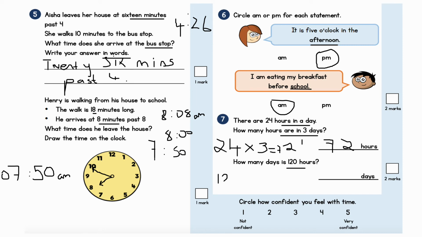Well, 120 divided by 24, okay, I can cancel that and say that's the same as saying 60 divided by 12, which is the same as saying 30 divided by 6. 30 divided by 6 is 5, okay. So the answer we get is 5. So 5 lots of 24 is 120.